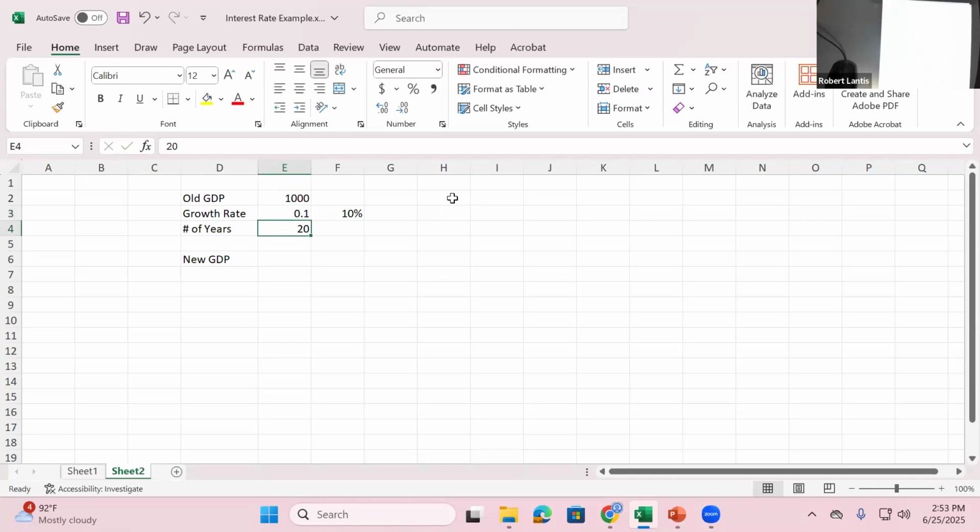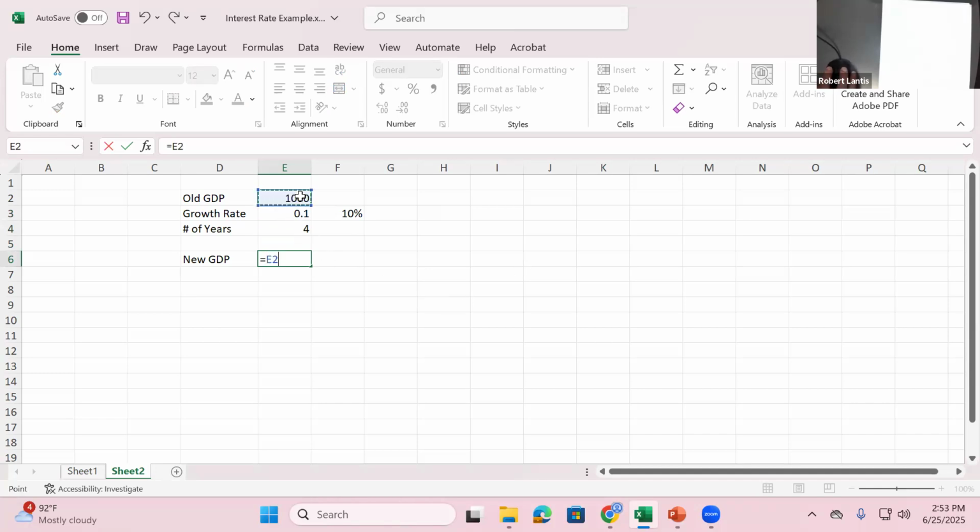Actually, let's just do 4 years. Pretty short amount of time. So I can use Excel as my calculator. If I have an initial GDP of 1,000, I just select that cell, I've got $1,000. That's going to get multiplied by 1 plus the growth rate, which I have in this cell. When I click on the cells, it puts the reference in there and uses the number that's in that cell.